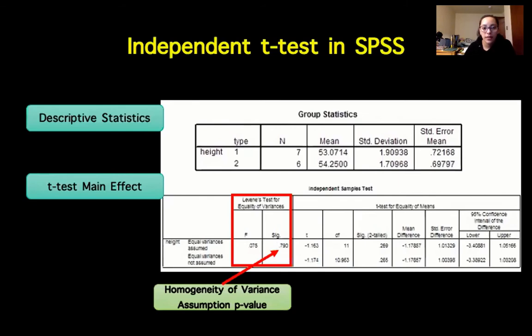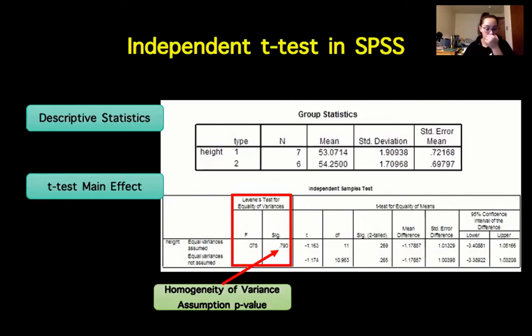Using your participant responses, put a yes or a thumbs up if you think we've met our assumption. Put a no if you think we have not met our assumption. I'll give you a second to think about it. Seeing yeses and thumbs up. That's good. Okay, so we have met our assumption because p is greater than 0.05.